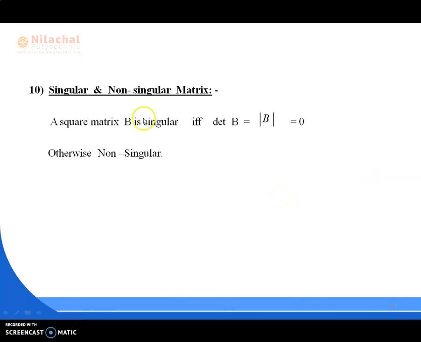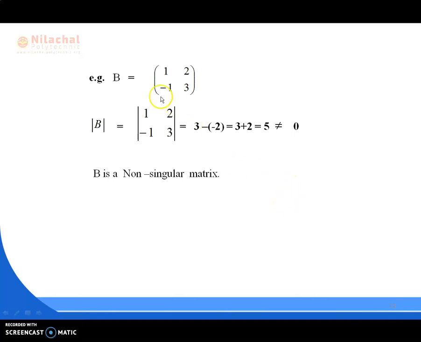A square matrix B, let it be, is singular if the determinant of this matrix is 0, otherwise non-singular, meaning not equal to 0. We don't know about the determinant now, but in the next video we will talk about determinants. Just remember that for a singular matrix, the determinant of the square matrix must be 0, and non-singular means otherwise, not equal to 0. For example, B is a square matrix of order 2. The number of rows is 2 and the number of columns is 2. The determinant is 5, which is not equal to 0. That means this B matrix is a non-singular matrix.